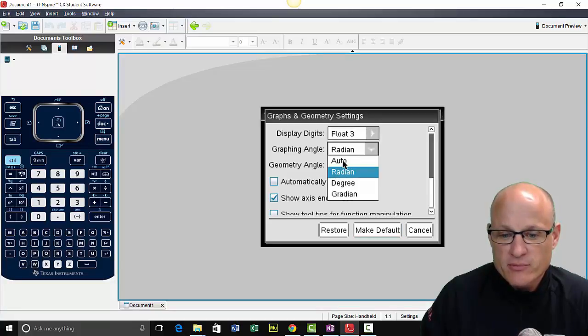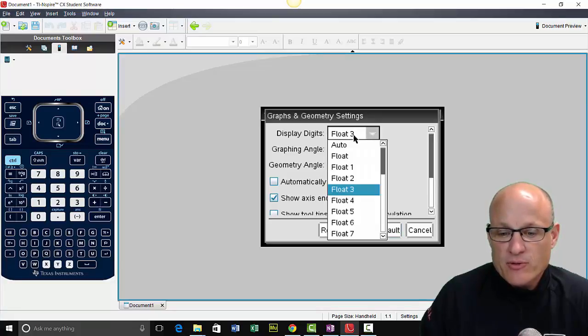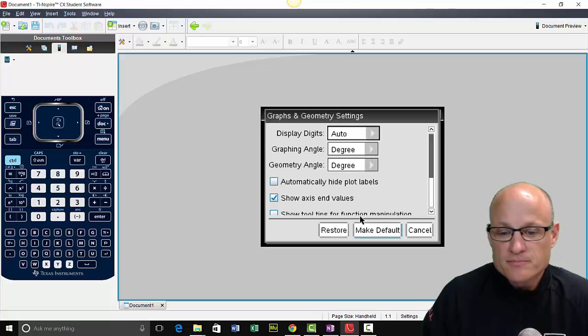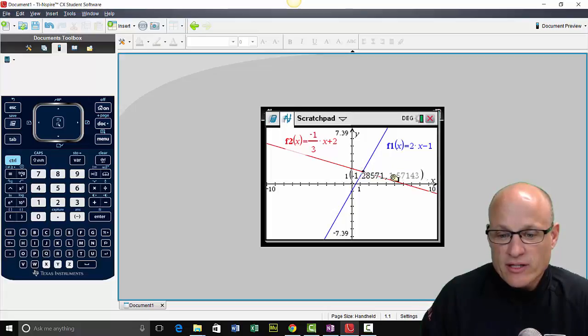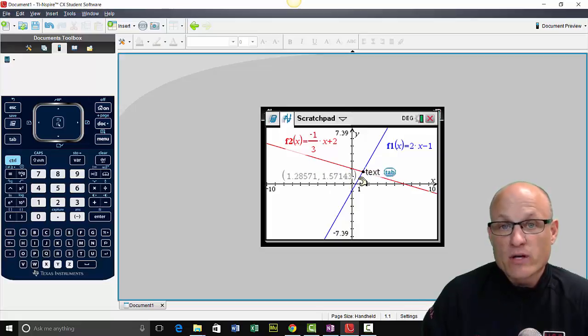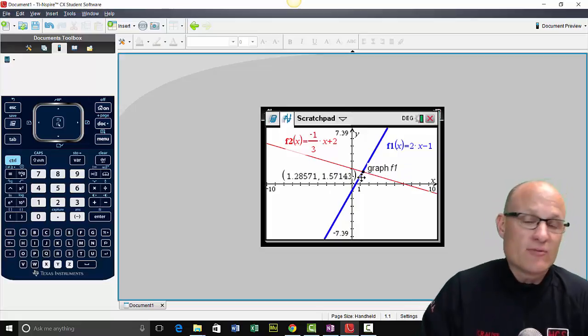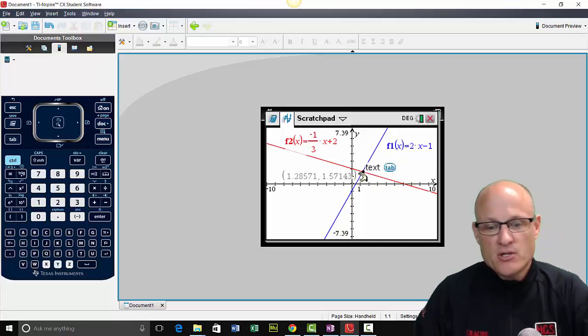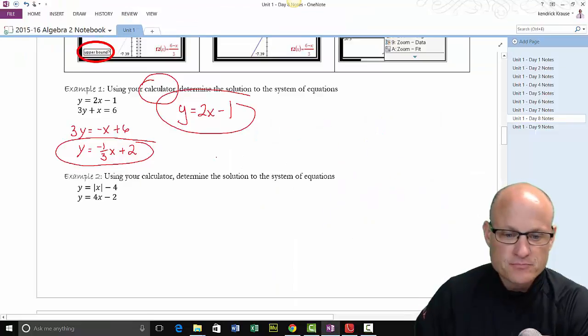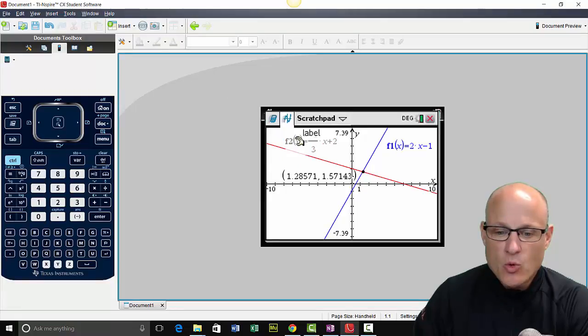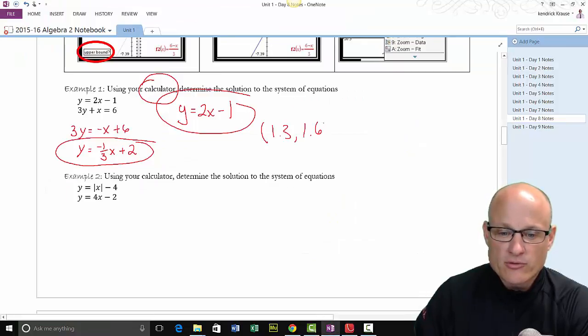First of all, we don't like radians. This should be in degrees. But float 3, we want this to be in auto mode. And we're going to choose to make that the default and click OK. So now what you actually get are the actual solutions to this problem. 1.28571, 1.57143. And now you can round it to whatever place value you would like. So let's go to the tenths place. 1.3. So 1.3 comma 1.6. So those are my 2 solutions.